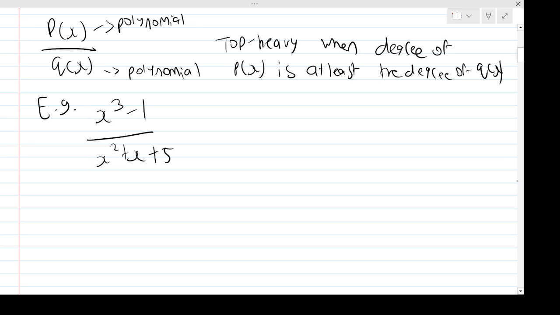So 3 is bigger than 1. Well, 3 is bigger than 2, so that means we can... it's a top heavy fraction. Another example is x squared plus 2 over x squared minus x minus 1.